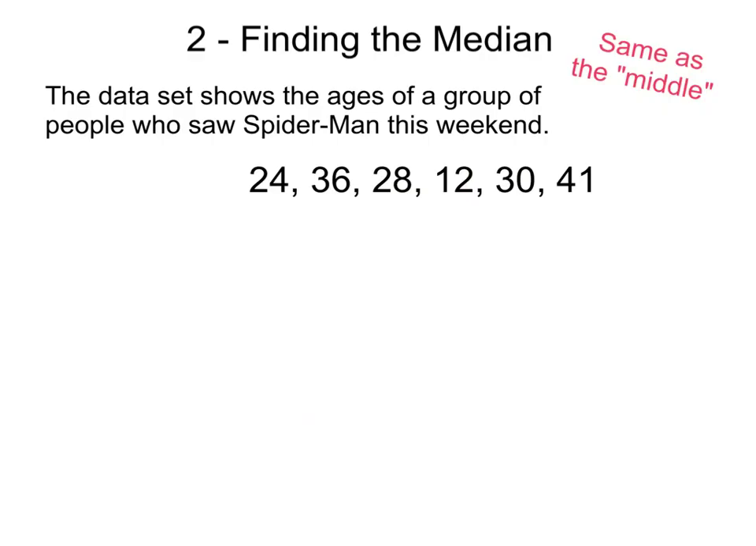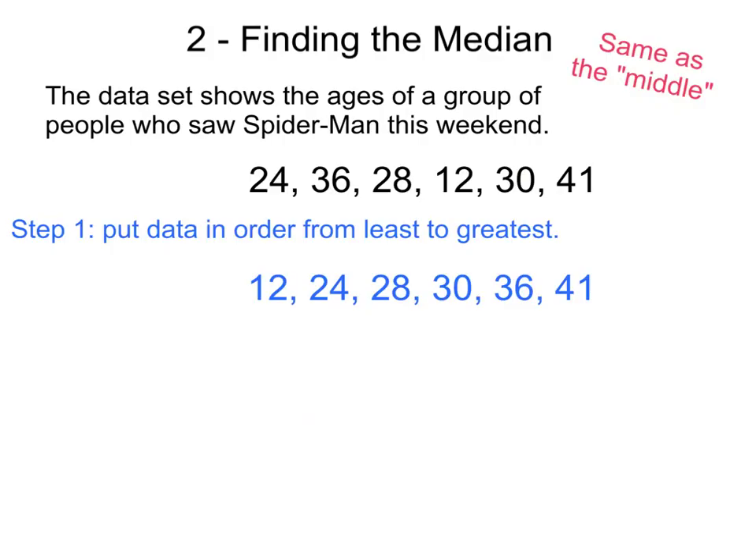And the first step that we want to do is we want to put the data in order from least to greatest. We can also do from greatest to least, but I always like to go in order from smallest to largest. So we took our 12 and we put it first, then our 24, 28, 30, 36, and 41. The reason we want to do this is we want to try to find the middle of our set of data. So that leads us to our second step.